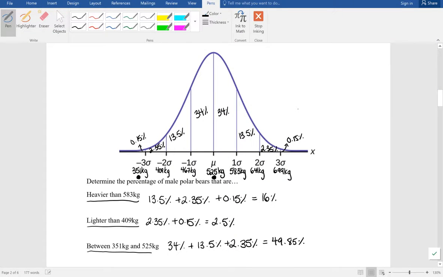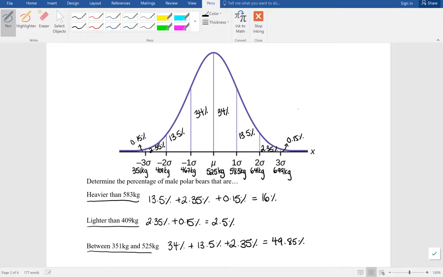49.85%. Of course, what we could have also done to calculate this is we could have taken 50%, which is the left side of the bell curve, and just subtracted off 0.15%. What we've done here is super useful. We're able to use the normal distribution to answer a question about something that would follow a bell curve.